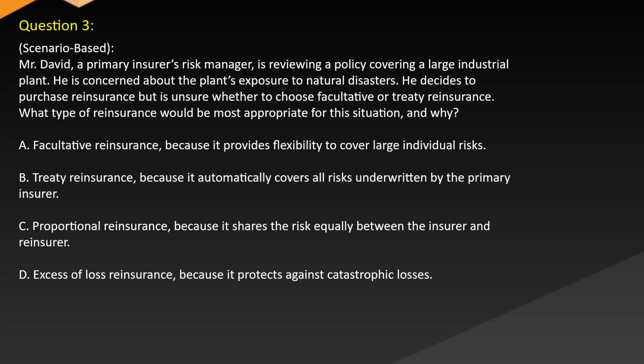Question 3. Scenario-based. Mr. David, a primary insurer's risk manager, is reviewing a policy covering a large industrial plant. He is concerned about the plant's exposure to natural disasters. He decides to purchase reinsurance but is unsure whether to choose facultative or treaty reinsurance. What type of reinsurance would be most appropriate for this situation and why? A. Facultative reinsurance, because it provides flexibility to cover large individual risks. B. Treaty reinsurance, because it automatically covers all risks underwritten by the primary insurer. C. Proportional reinsurance, because it shares the risk equally between the insurer and reinsurer. D. Excessive loss reinsurance, because it protects against catastrophic losses.